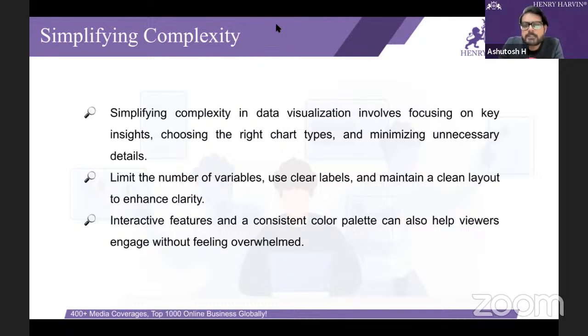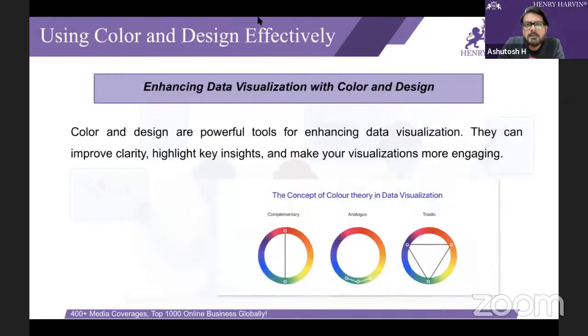And we can use a consistent color palette also, which is helping the viewers to engage with the feeling without feeling overwhelmed, right? So when we're talking about the use of color and design, enhancing the data visualization is always suggested with using the various color palettes and designs, the templates which are there. So color and design are very powerful tools for enhancing the visualization.